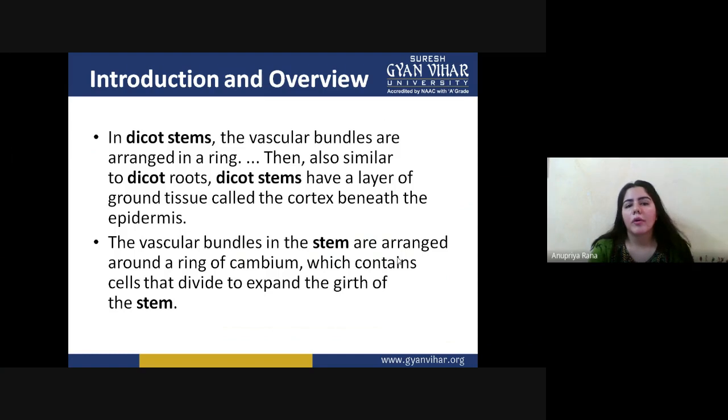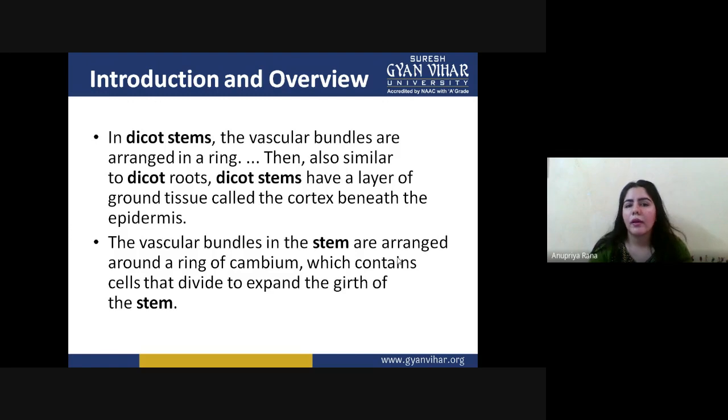So if we talk about their introduction and overview, in the dicot stem the vascular bundles are arranged in a ring formation. You can say this is a very characteristic feature: the vascular bundles, which are the fundamental thing of the dicot stem, should be present in a ring. Similar to the dicot root, where the vascular bundles are also present in a ring, in the dicot stem they are also present in a ring formation. The dicot stem has a layer of ground tissue called the cortex just beneath the epidermis.